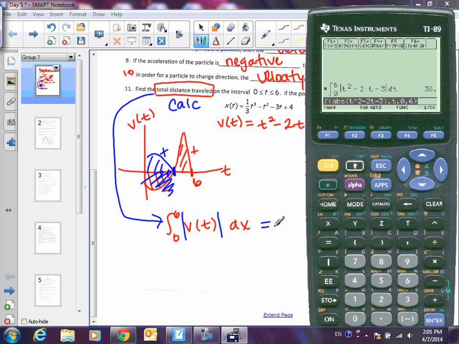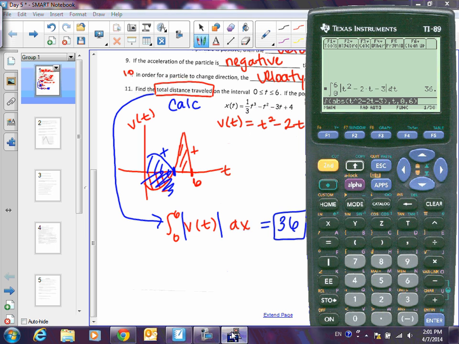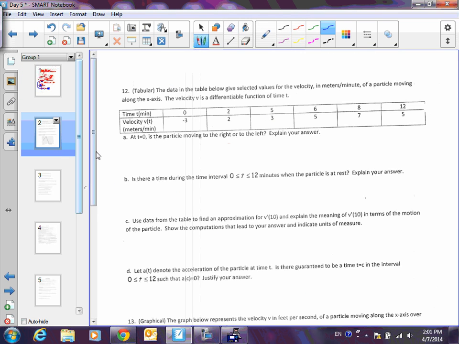And I get 36, which is kind of weird that we get a whole number. But it happens every now and then, especially when the problems are set up like this. Okay, does that make sense? Total distance traveled, you integrate absolute value of velocity. I don't think it's a good idea to memorize a whole bunch of this. I think you need to understand the concepts, but this is the one thing I want you to memorize. If it doesn't make sense, I want you just to memorize it. Okay, let's look at the next page.